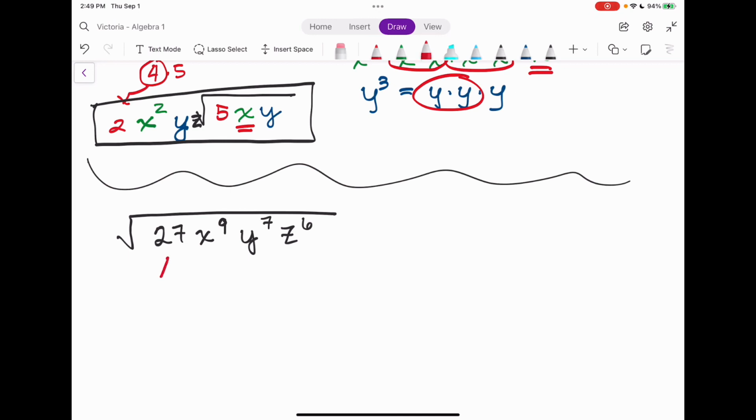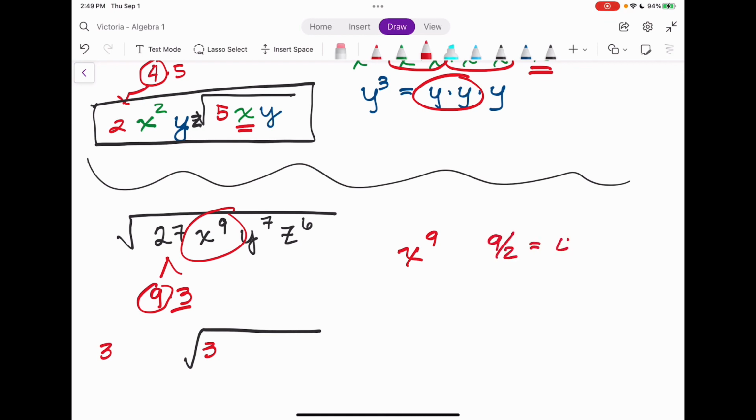Okay, so first thing I'm going to do, I'm going to simplify the number. So I know 9's a perfect square. So here, I'll go ahead and draw my radical first. So I'm going to take out a 3, and I'm left with the 3 inside. And then I'm going to do my x to the 9th. So if I say 9 divided by 2, that's 4.5. So 4 with 1 left over. So x to the 9th becomes x to the 4th and 1 left over.